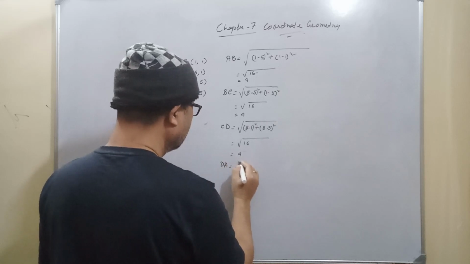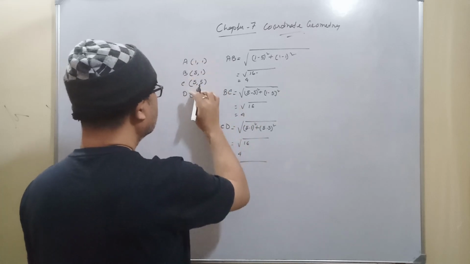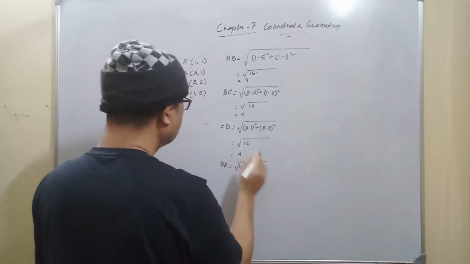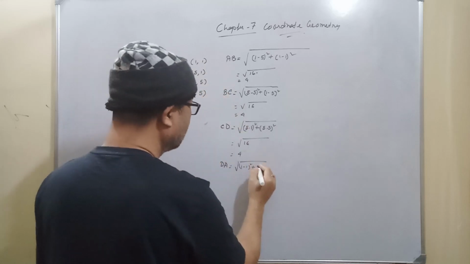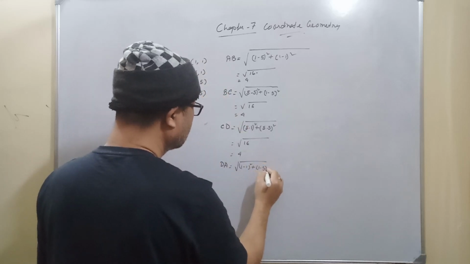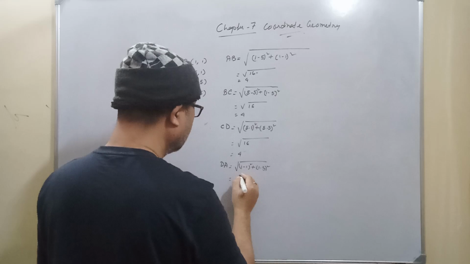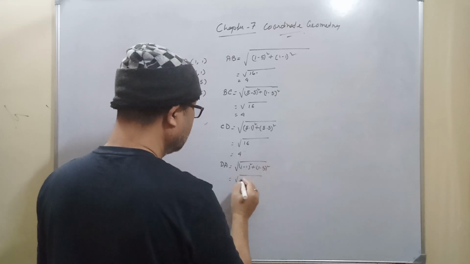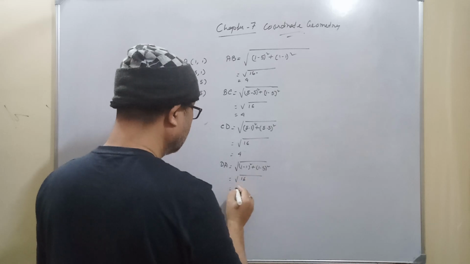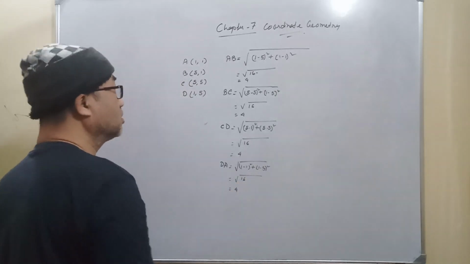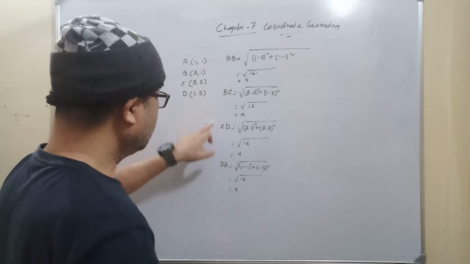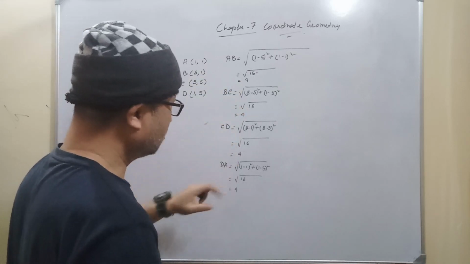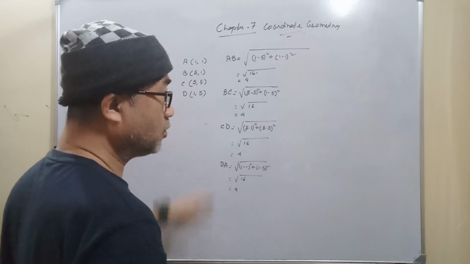DA is how much? 1 minus 1 whole square plus 1 minus 5 square. We get this is equal to 0, plus minus 4 square, that is 16. This is equal to 4. So AB, BC, CD, DA all are equal. 4, 4, 4, 4. So we have 4 equal values.